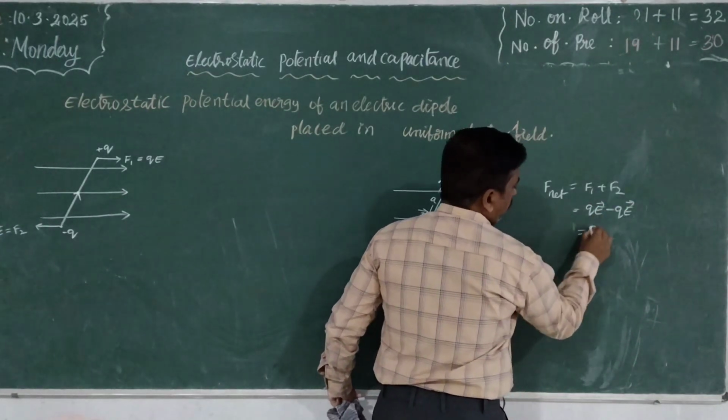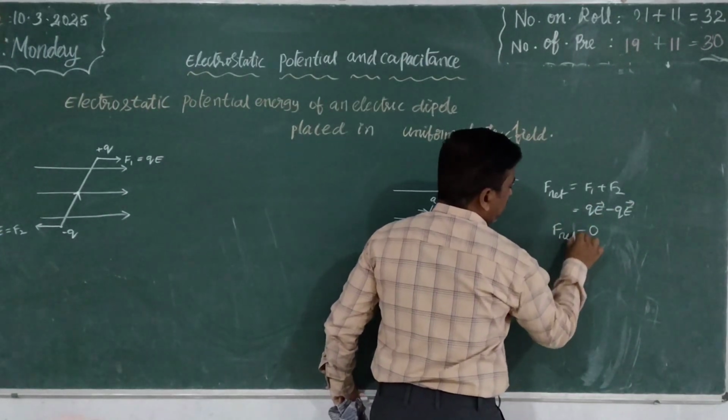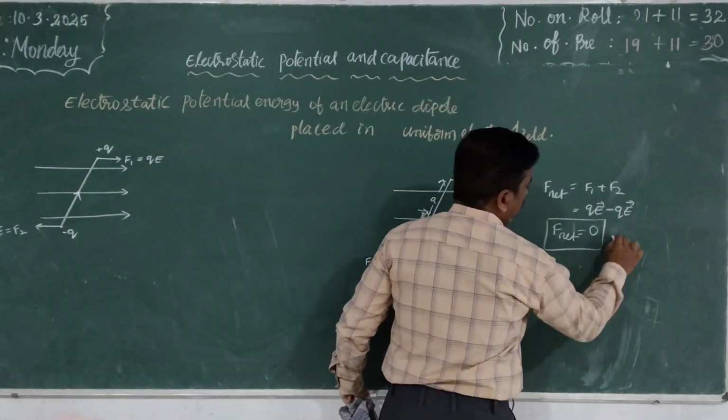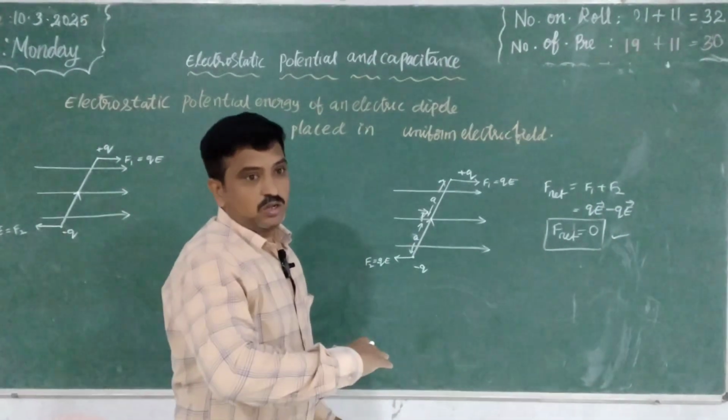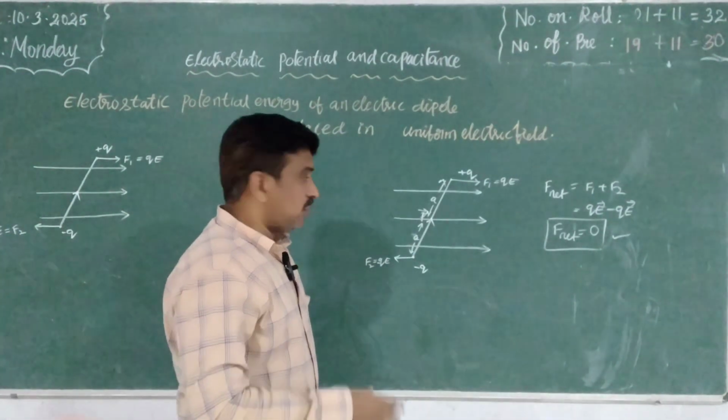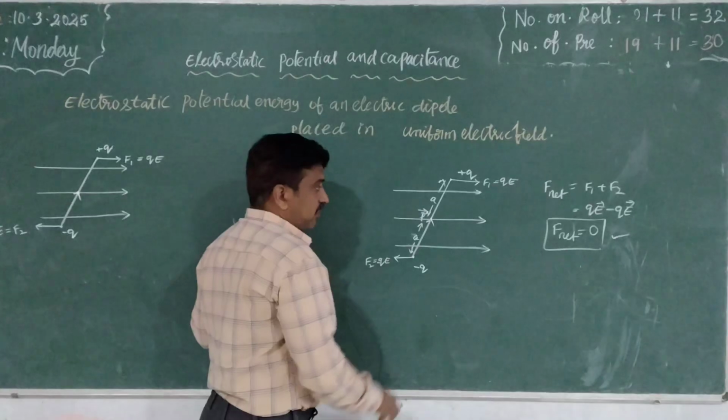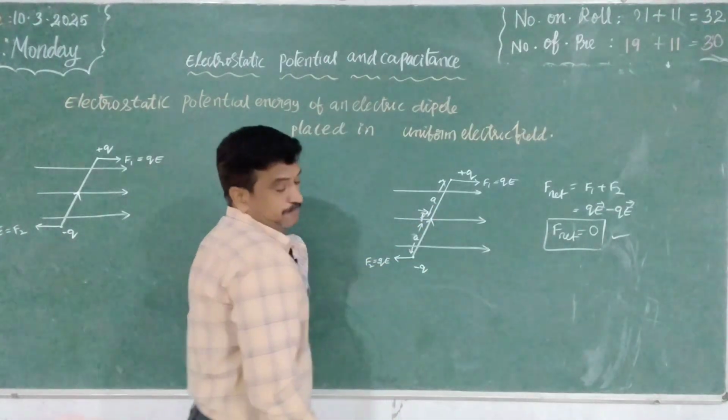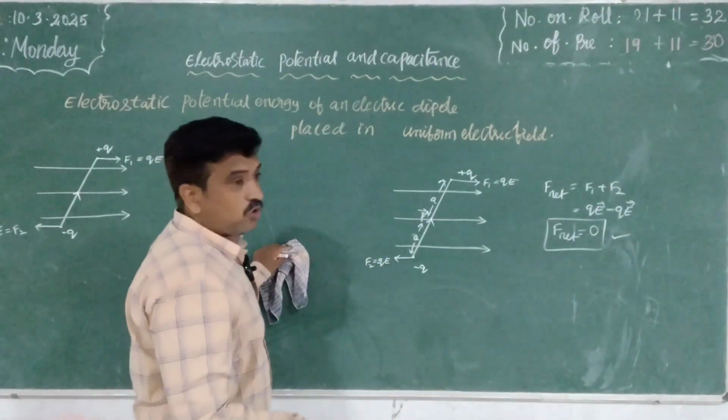See here, what is the net force acting on the electric dipole? So F net equal to 0. F net equal to 0 means it is not in translational motion. So that's why, see, one more force is acting. What is that now?